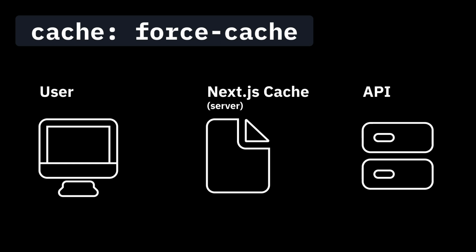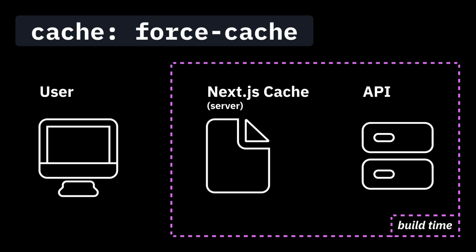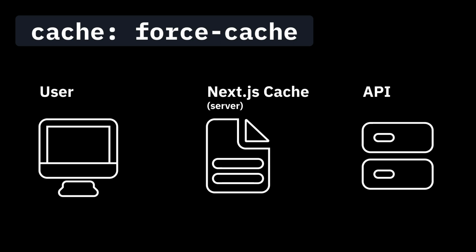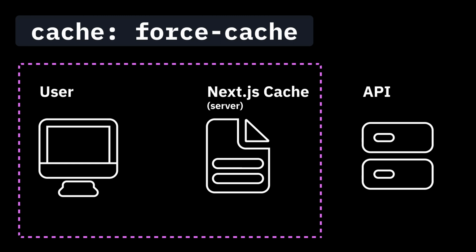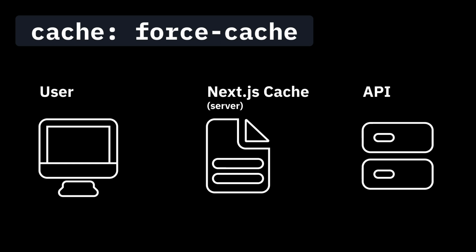Let's focus on the communication between Next.js cache and an API that happens during build time. When Next.js builds your application, it will send requests to an API as it pre-renders your pages, and then it will cache the responses it receives. Once your application has been built and your Next.js instance is running, when a user visits one of the pages that uses the fetch function with the force cache option, Next.js will return the response from its cache without making any requests to your API. Force cache is also the option that our fetch request that fetches the videos uses.